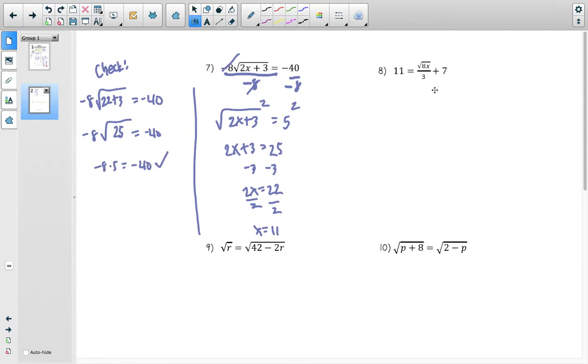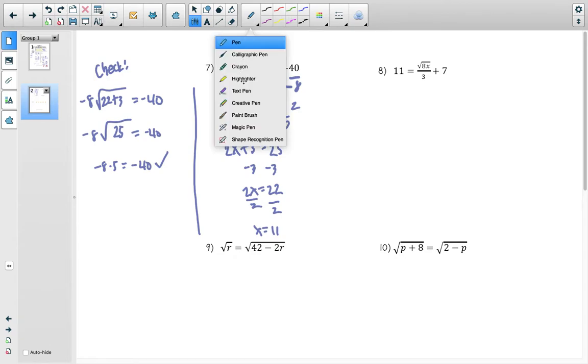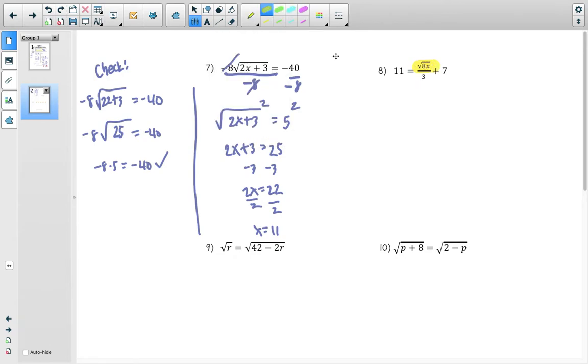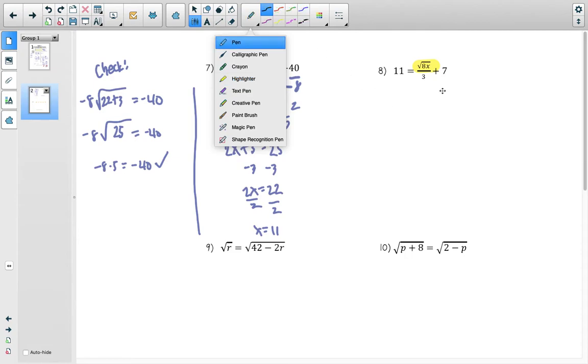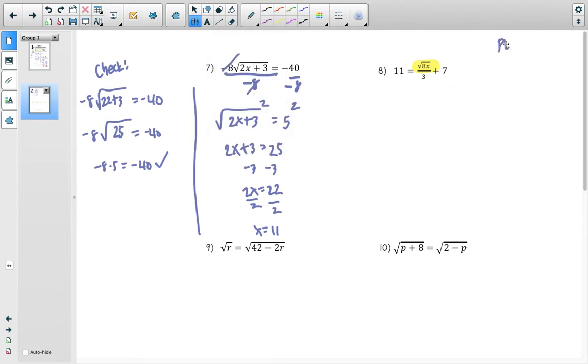Okay, this one has a few steps to get this square root by itself. So we want this square root of 8x completely by itself on that right side. So we first, remember, we always do the order of operations basically backwards. So we're going to have to move this 7 over, and that gets us 4. Now this 3 is being divided, so the opposite of dividing is multiplication. So we're going to multiply by 3, and that gets you 12.